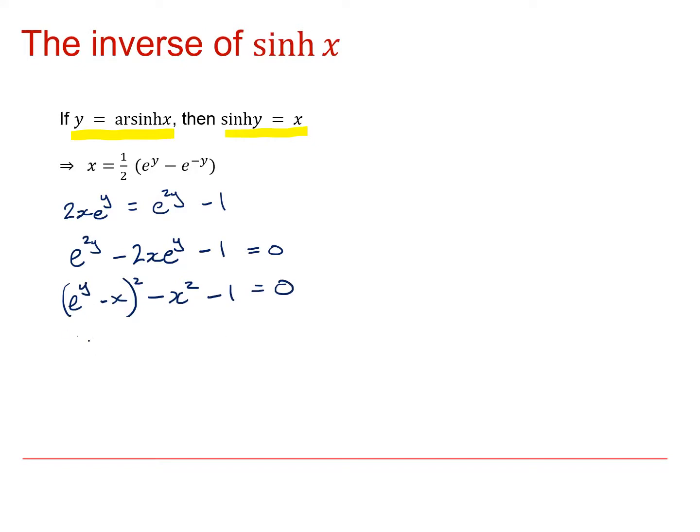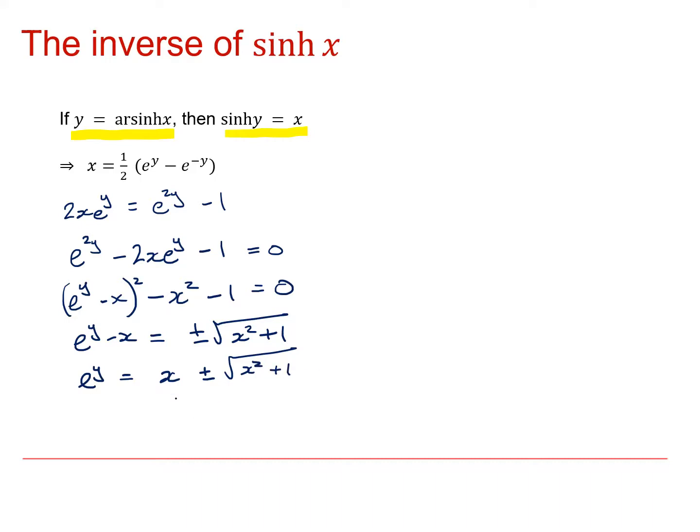And then rearranging and square rooting, I'm going to get that e to the y minus x is equal to plus or minus the square root of x squared plus 1, and therefore e to the y is equal to x plus or minus the square root of x squared plus 1.